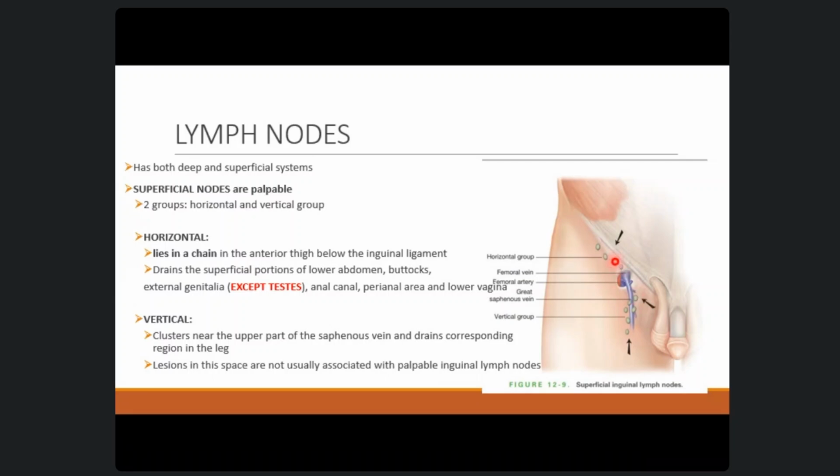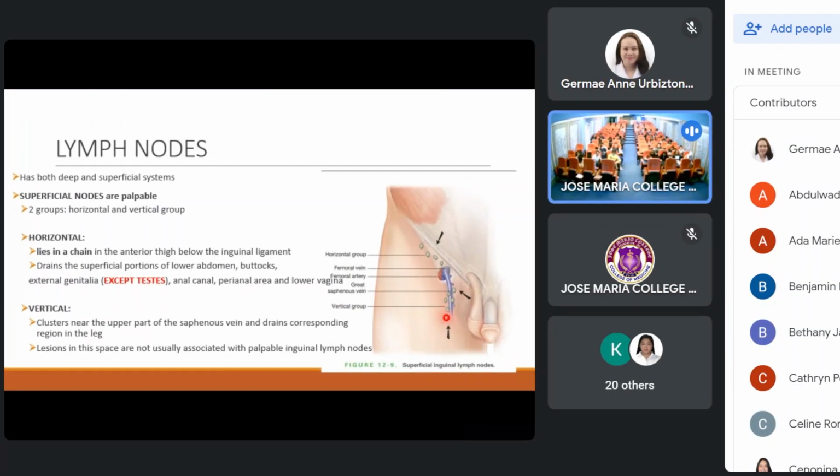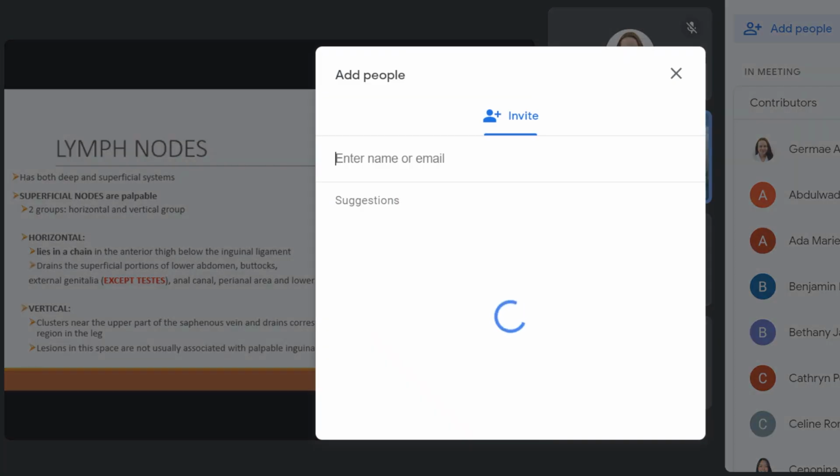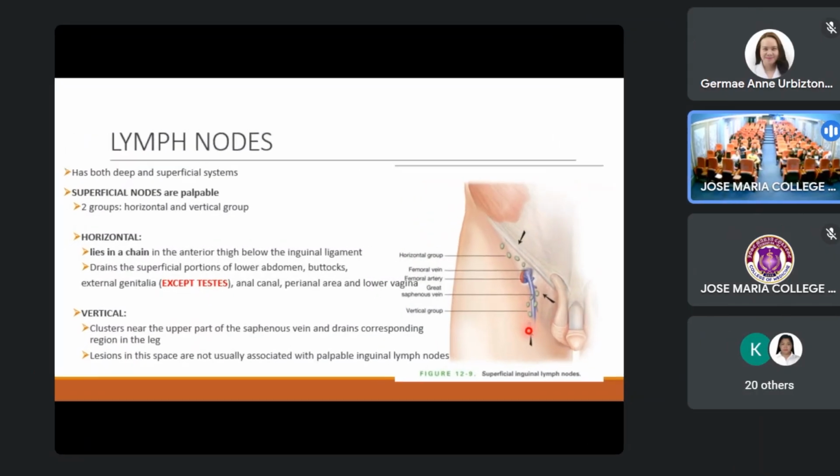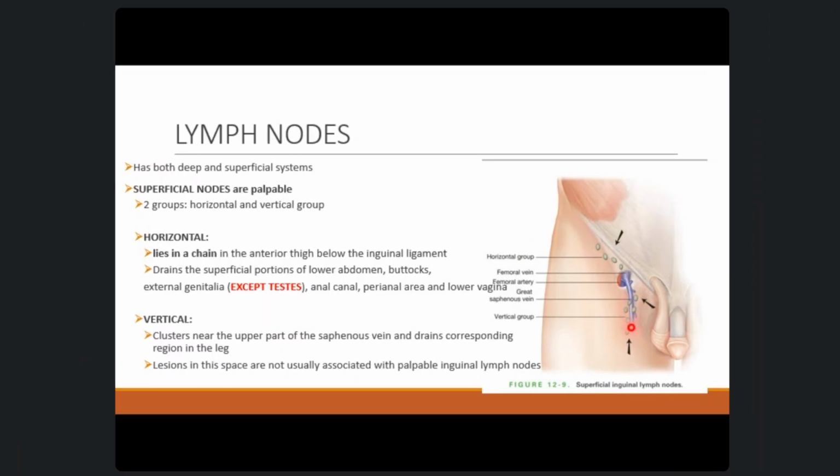So for the vertical, as you go down here, you have now your vertical group of superficial lymph nodes. So these are clusters near the upper part of the saphenous. So this is your saphenous vein. Just beside it is your vertical group. So, and it also drains the corresponding region in the leg.